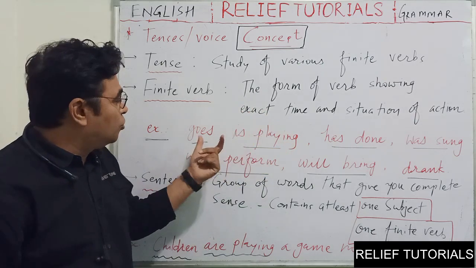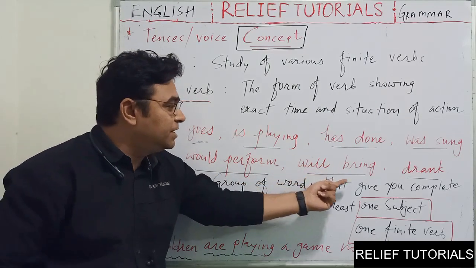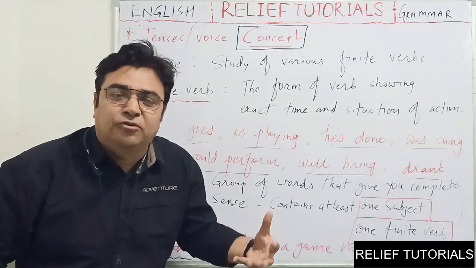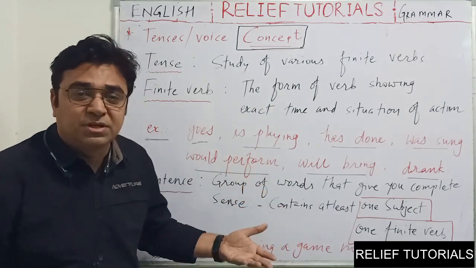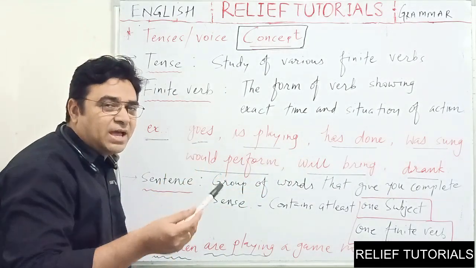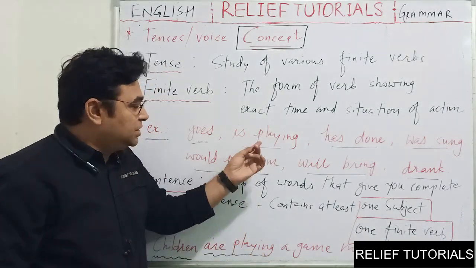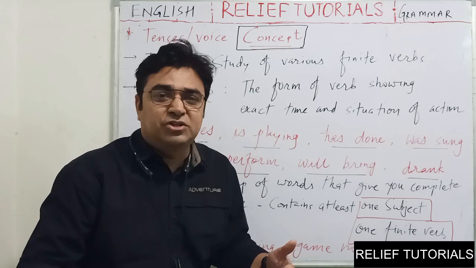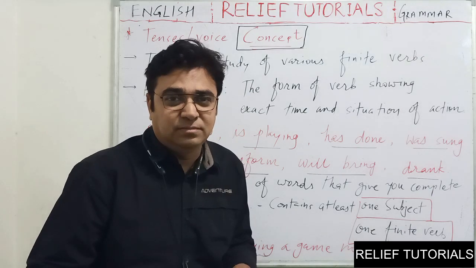All these verbs have root forms: go, play, do, sing, perform, bring, drink. But they are not used in their root forms. They have changed their forms, and are given different kinds of forms with the help of some helping verbs. Now they show different kinds of time and situation. For example, goes shows the kind of time where the action happens in general, almost in routine, daily. Is playing indicates the action is going on right now. Has done shows the action is already over, but the effect is on. Was sung shows the passive voice of the action.